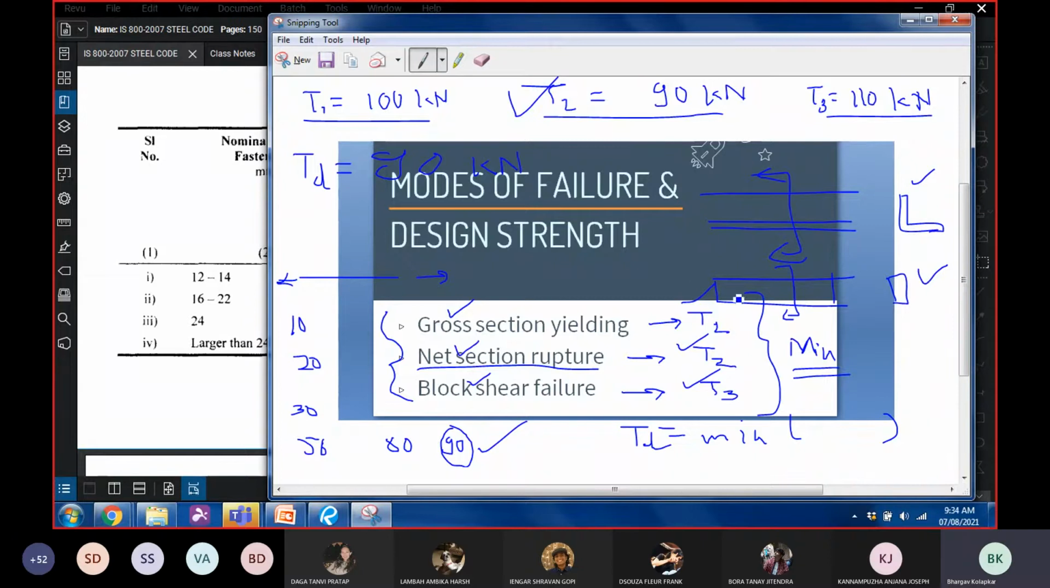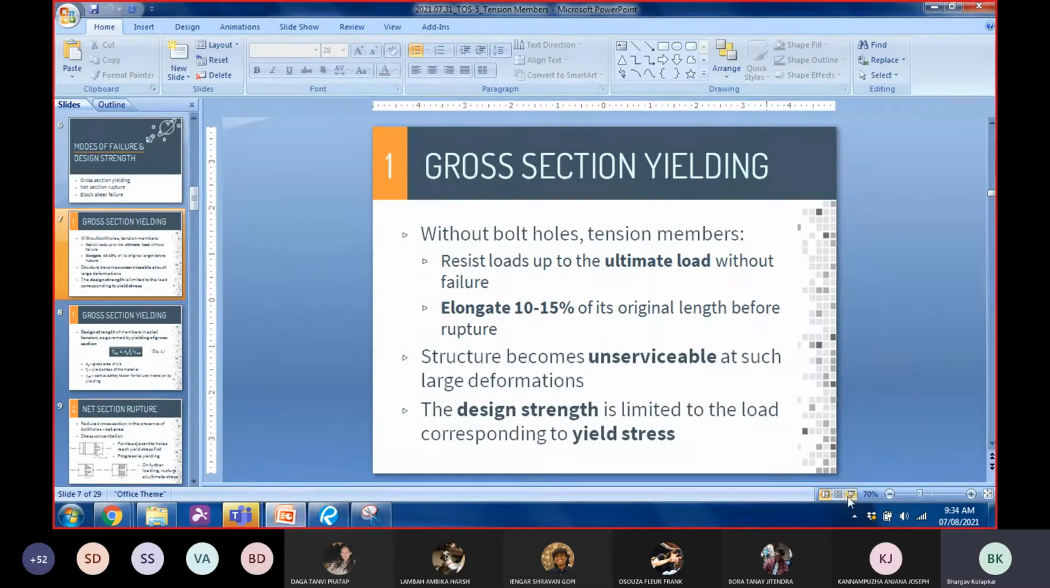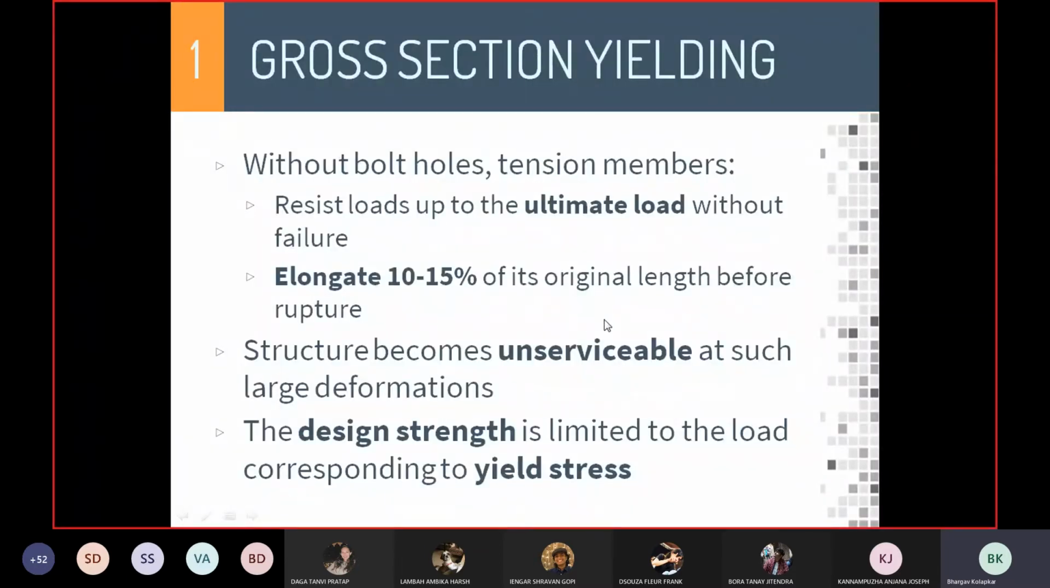Okay, the same can be done with an I member. This is an I member. If I draw a section here, this is my I section. Okay, so gross section yielding means that the entire section is going to yield.